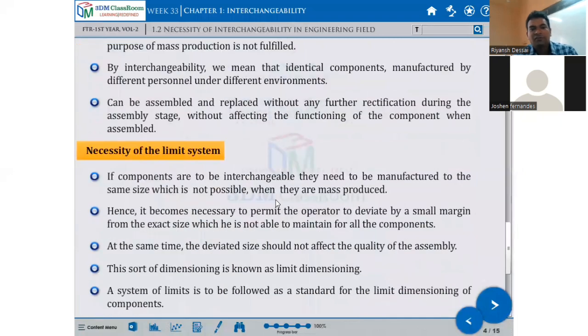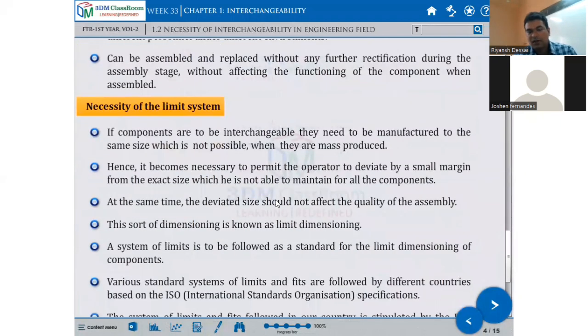Now, the necessity of these limit systems. We have seen why interchangeability is required, and how it is maintained. For interchangeability, they have to follow certain standards: Indian standard, American standard, German standard. That is the necessity of limits.